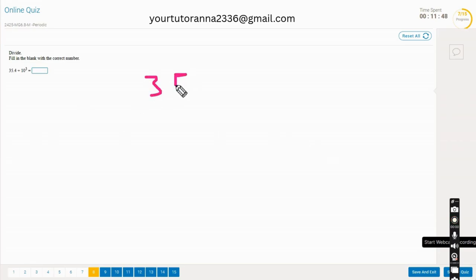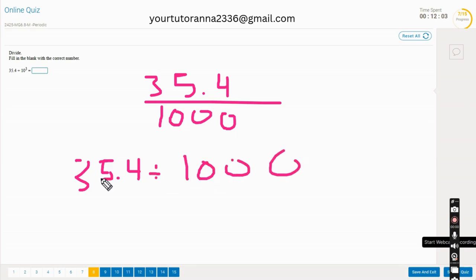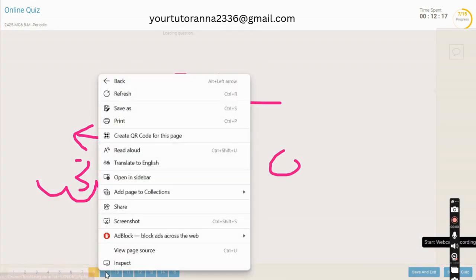So 35.4. Now don't get confused by this 10 to the power of 3. What does 10 to the power of 3 mean? That they're just going to be 3 zeros. 1, 2, 3. You don't even have to write it like this. You just write 35.4 and divide it by 1, 2, 3. Now move the decimal point inwards because division makes the number smaller. So we move it to the left. 1, 2, 3. So it's going to be 0.0354.